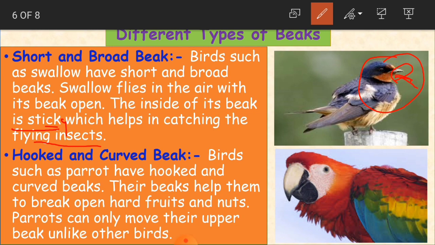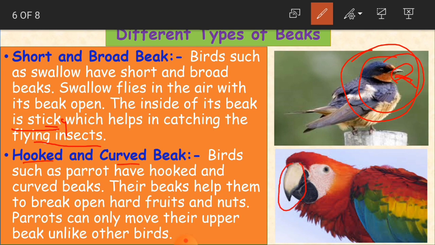Which insect? The one which is flying in the air. So in this way it also catches the flying insects in the air by keeping its beak open. So this is how this swallow gets its food. Clear, children? Now about hooked and curved beak.